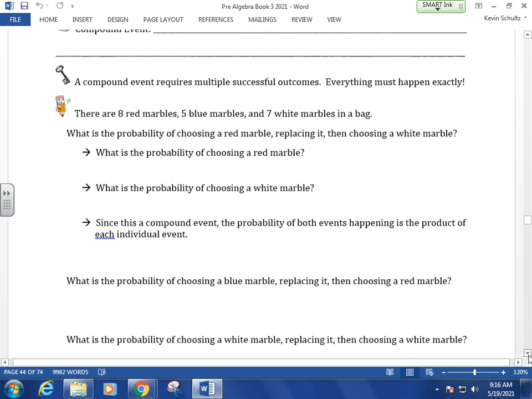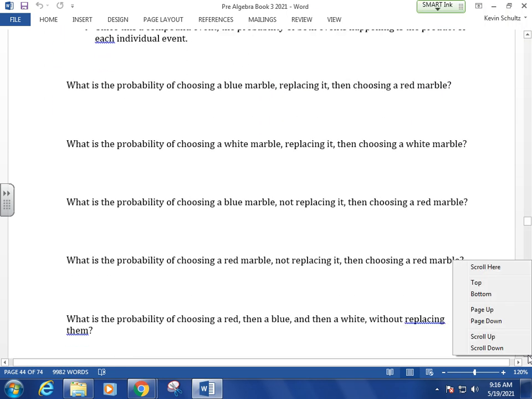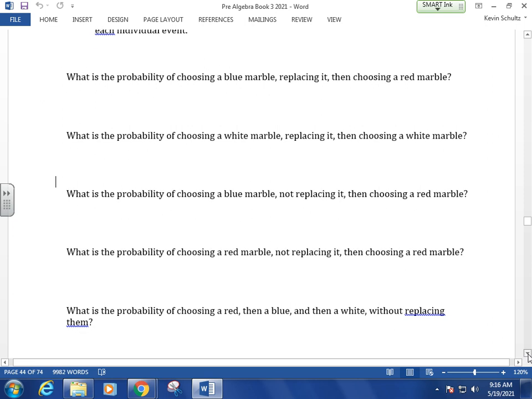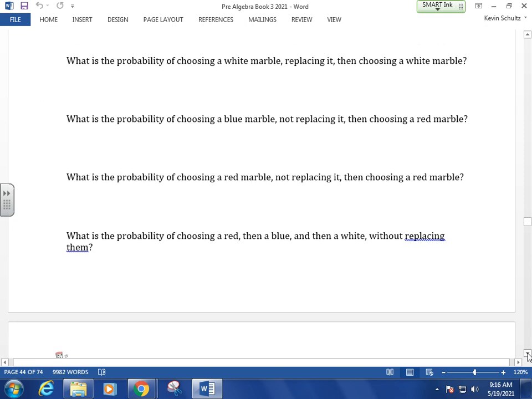Moving down the page a little bit. Let's go to one where we are not replacing it. The fourth one down, I believe here. What is the probability of choosing a blue one, not replacing it, and choosing a red one? So we just did blue and red up above, and we got 10%. The difference is, in that example, we put the first marble back. In this example, we don't. So how does that change things here?